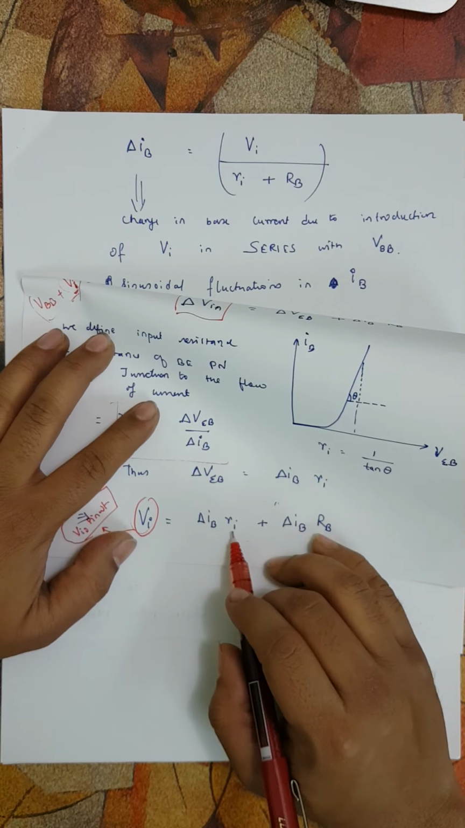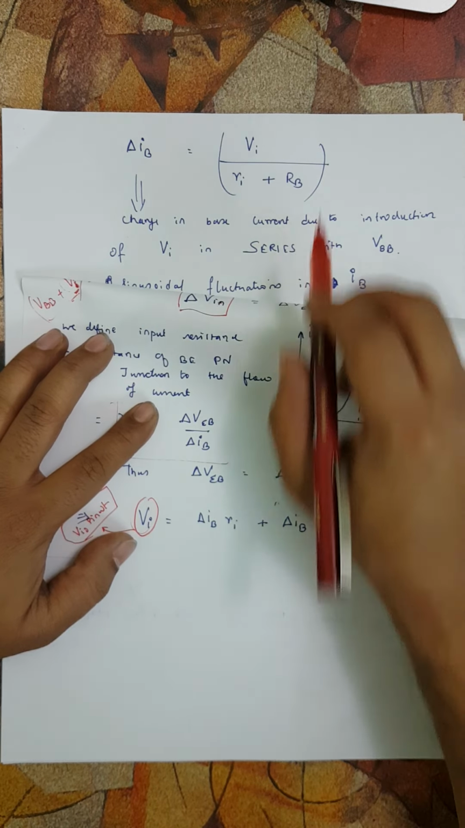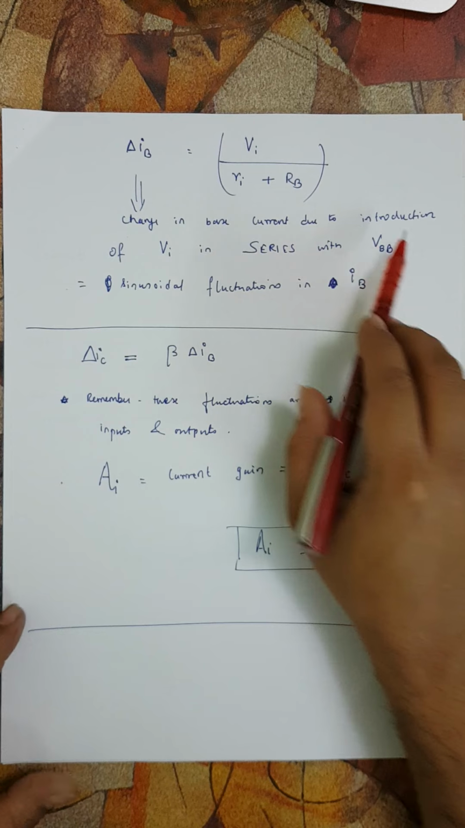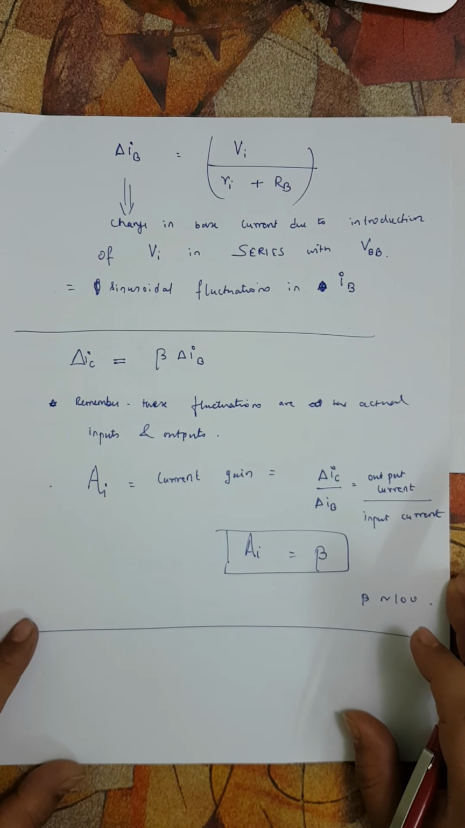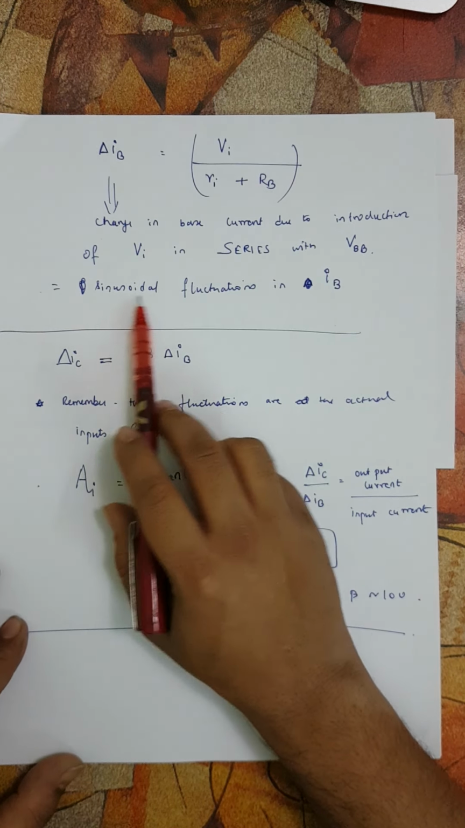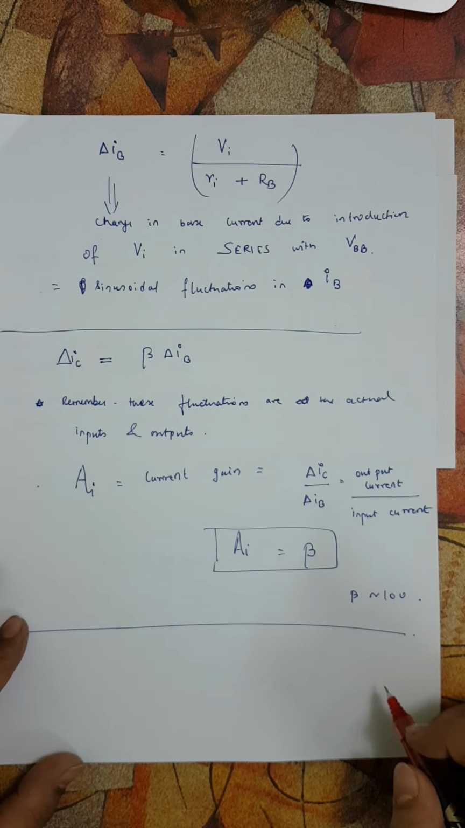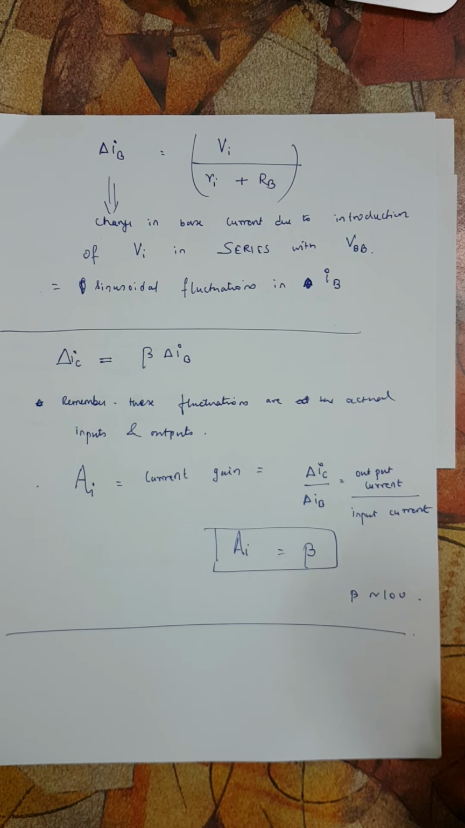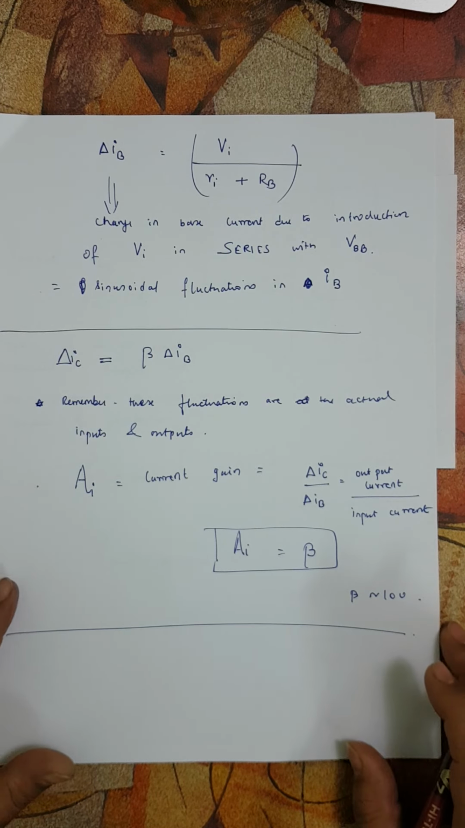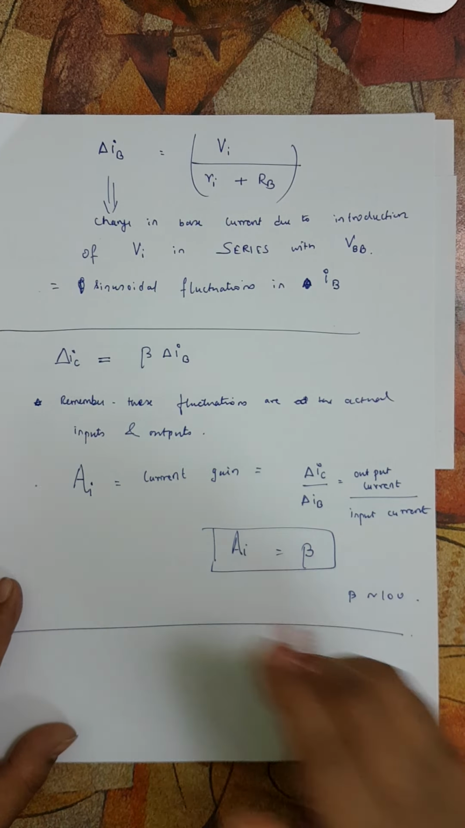Here Ri and RB are taken common and sent to the other side. So we get the change in the base current due to the introduction of Vi in series with VBB. It's a very simple thing. So this is the sinusoidal fluctuation in IB. Remember that we are interested only in the fluctuations because we are not interested in DC biasing. All those concepts are already covered in the amplifier topic.